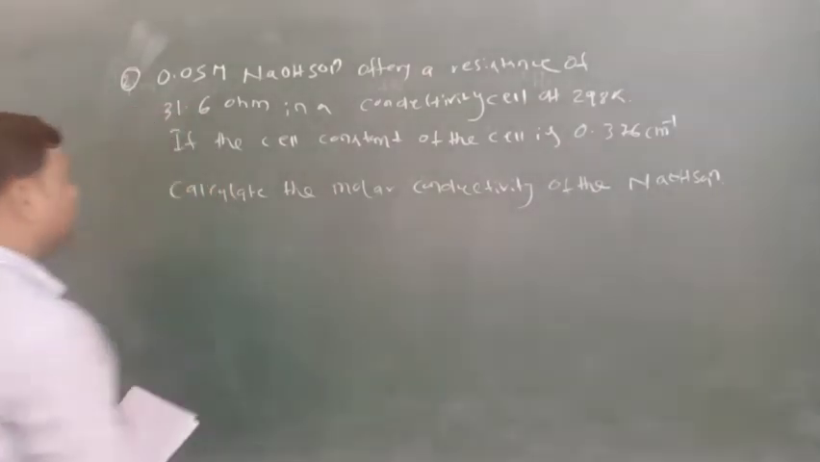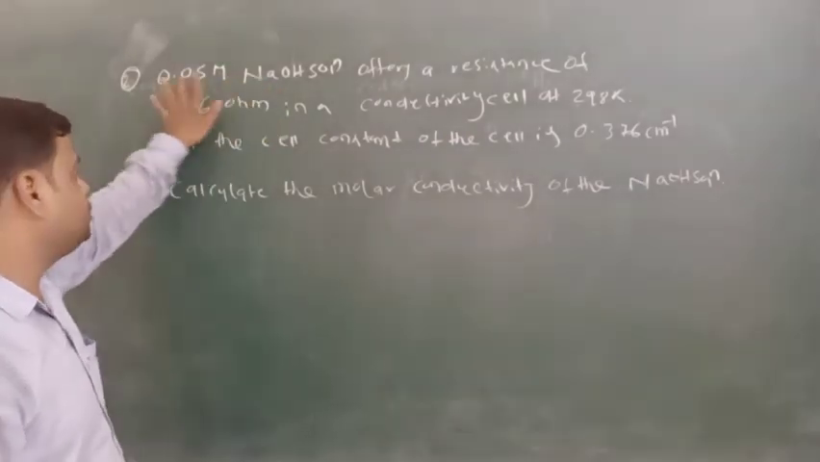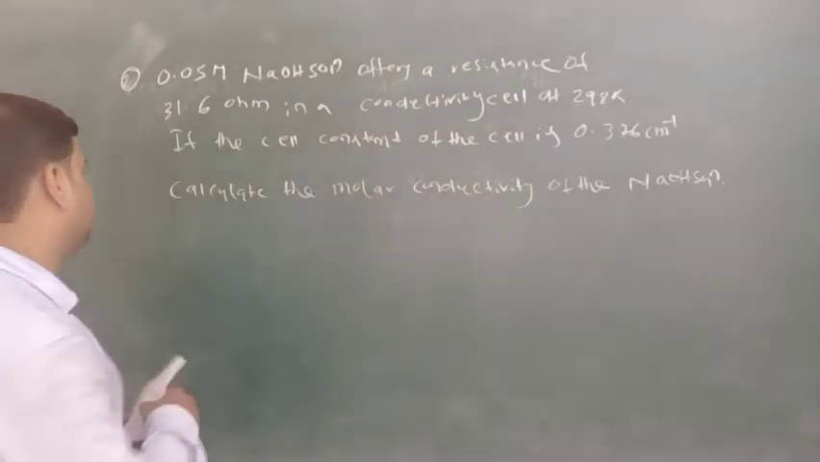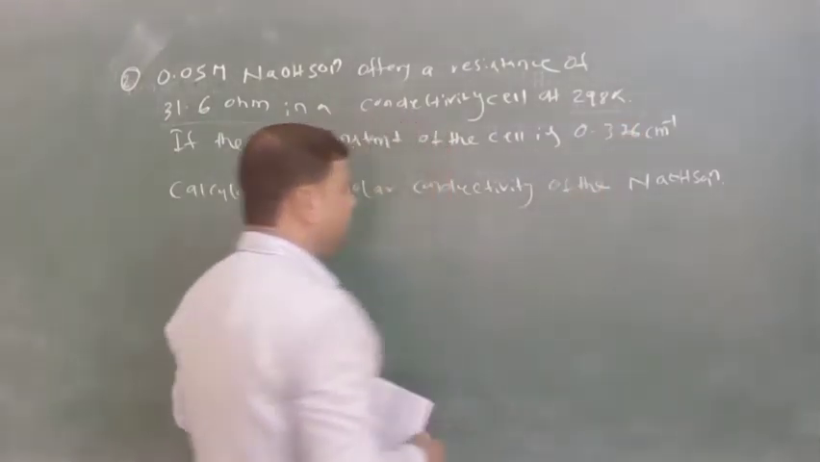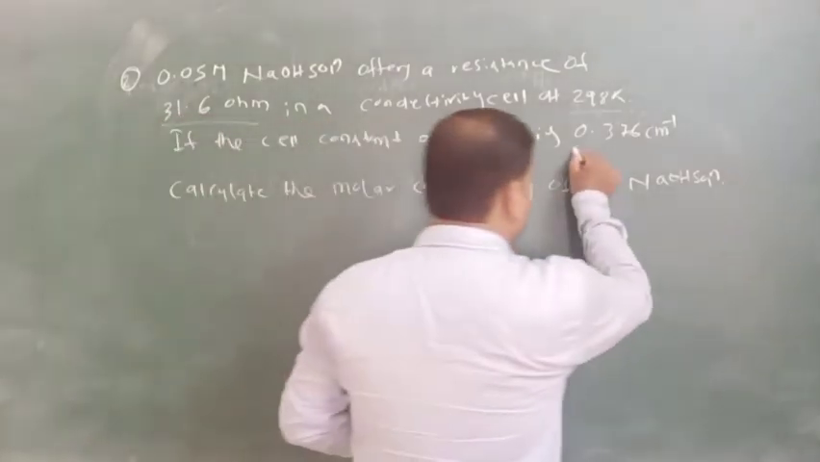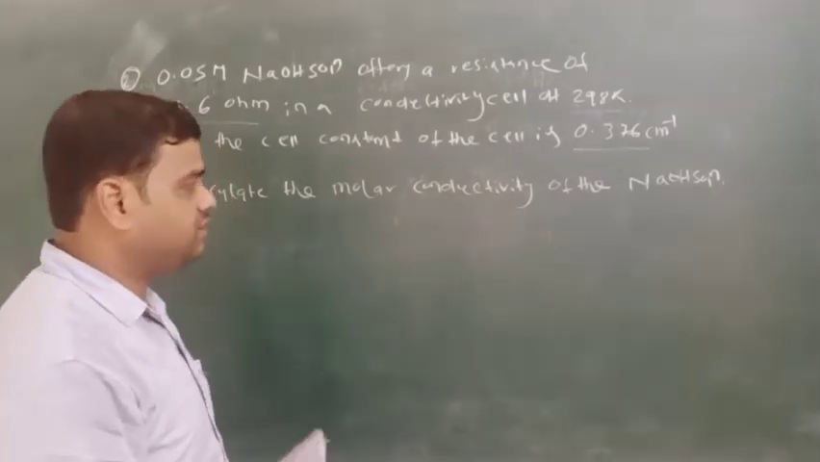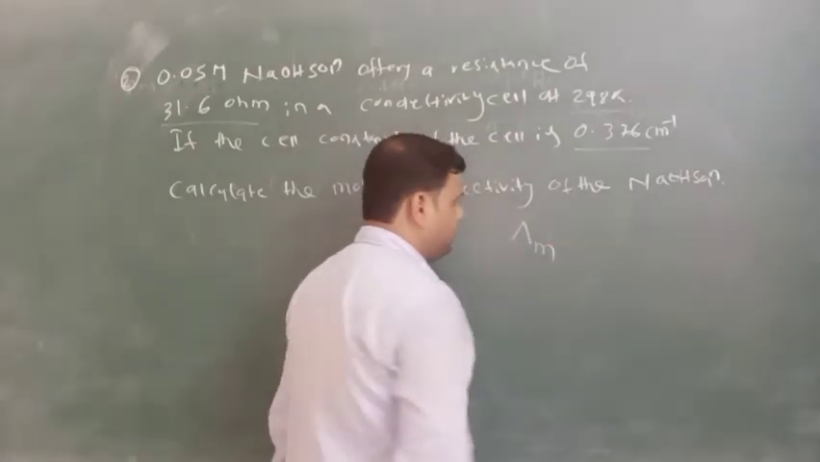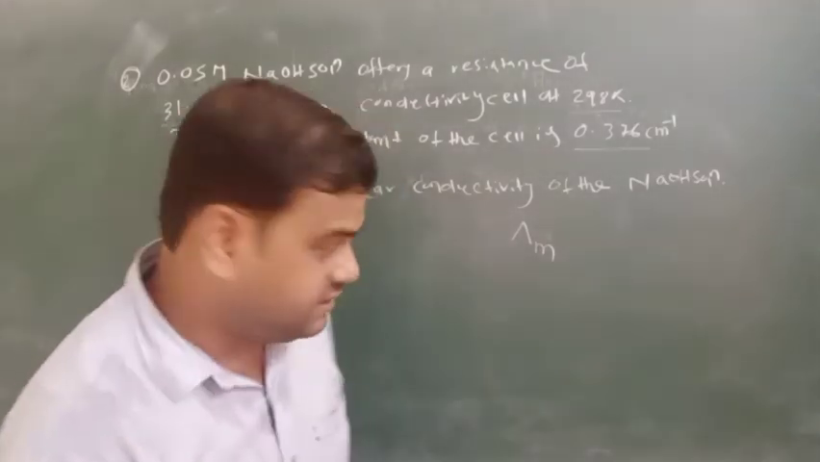So we know that 0.05 M means the molarity of sodium hydroxide is 0.05 M, offers a resistance of 31.6 ohm, means the resistance is given 31.6 in a conducting cell, and 298 Kelvin is the given temperature. If the cell constant of the cell is 0.376 cm inverse, then calculate the molar conductivity of the sodium hydroxide solution. We know that molar conductivity means lambda m. And lambda m is equal to kappa into 1000 cm cube divided by its molarity.